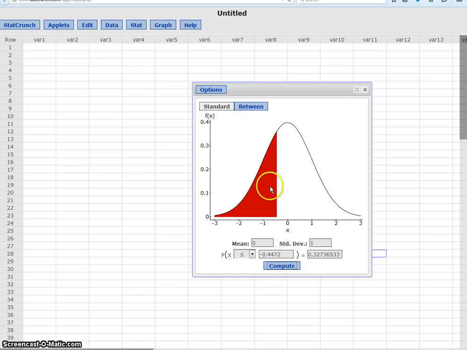So that gives you this area, which is about 0.327365553. And again, this area needs to be doubled, so you can imagine there's another red area over here. And since the normal curve is symmetric, you can just either add that number to itself or just double it.